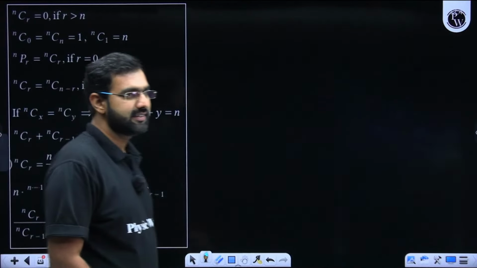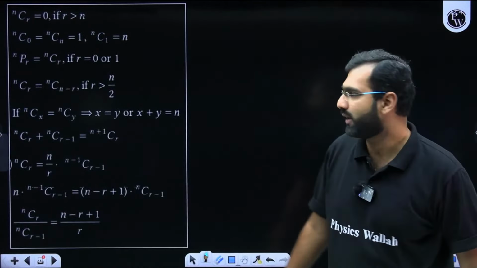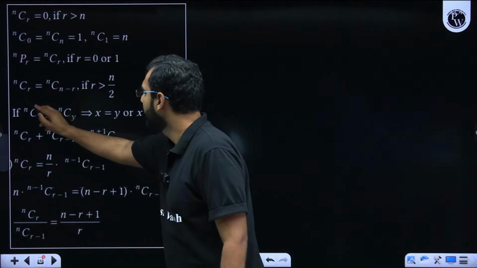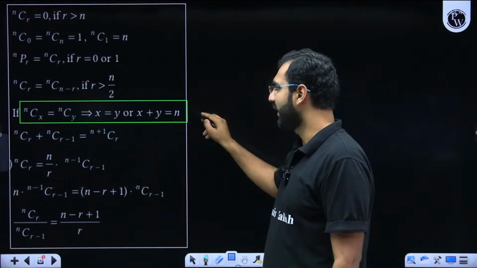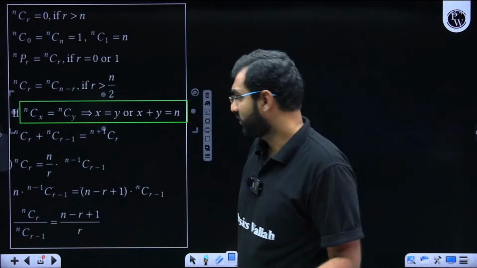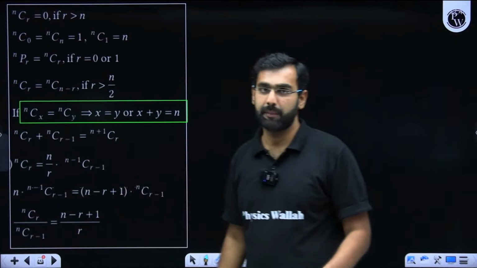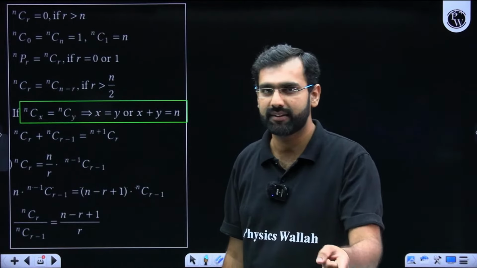Here, this is something which you should keep with you at your fingertips. Which one? More importantly, this particular one, where NCX is given as NCY, then we know one of the things could be x and y could be equal, or the other thing could be x plus y could be n, because we know NCR is NC(n minus r) because of that.